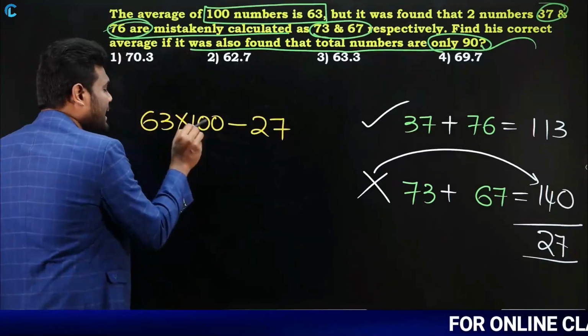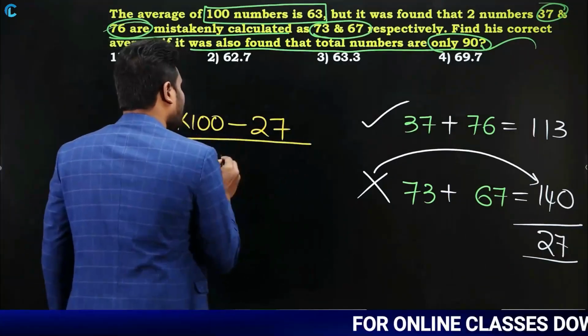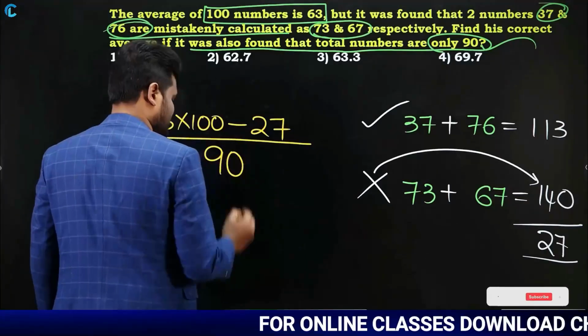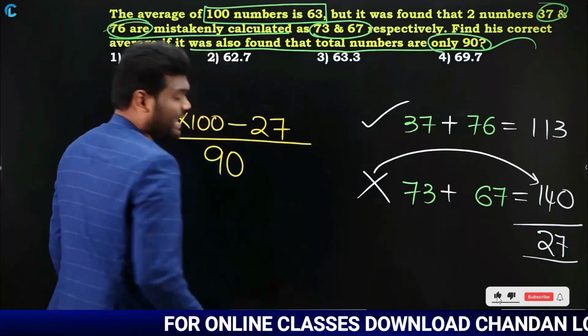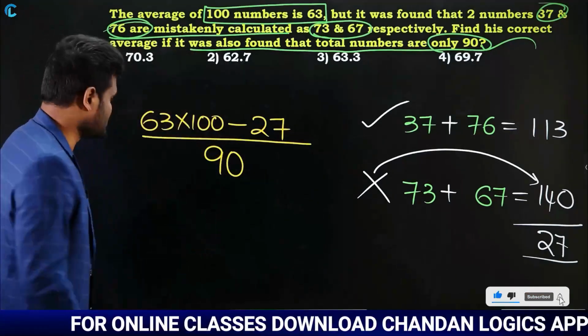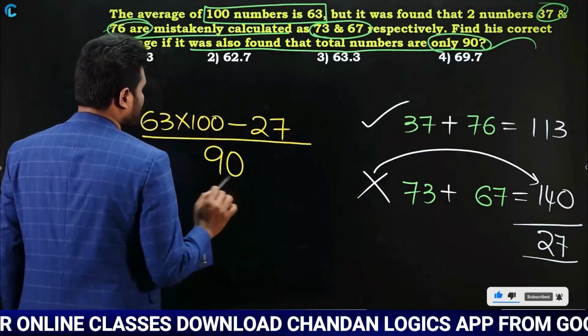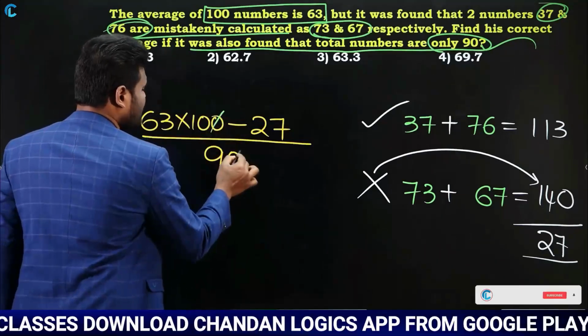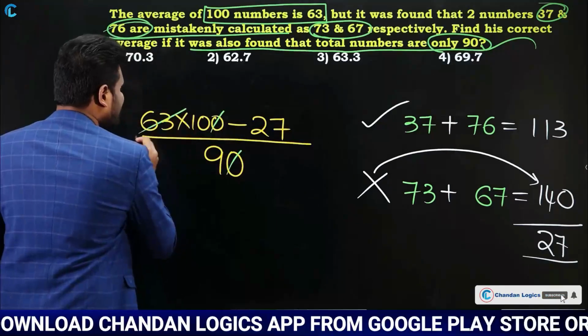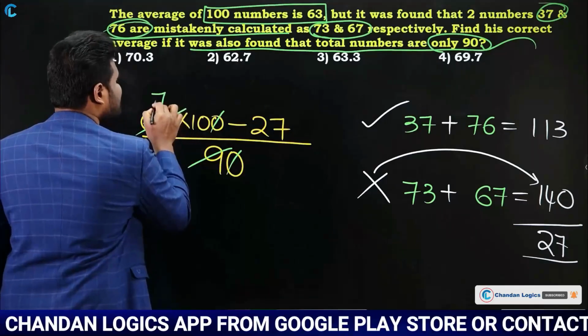Now it is said that the numbers are not 100 numbers, they are only 90 numbers. This is what is mentioned in the question. Now calculate, and you are going to get the correct answer. If you calculate, what is going to happen here? 0 and 0 get cancelled. Now 63 cancels in 9. How many times? 7 times.